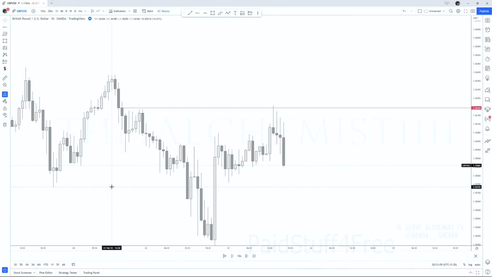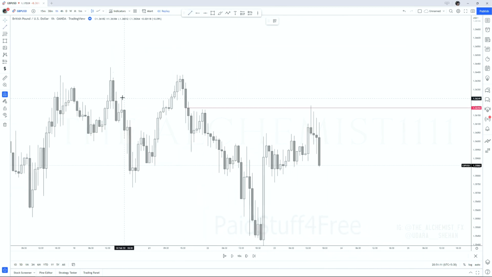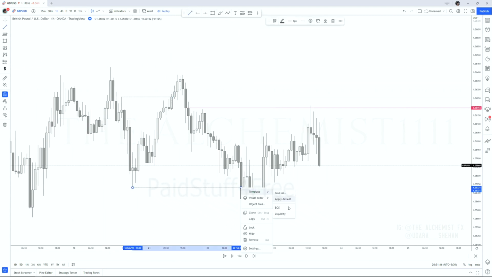A slight refinement. That's it. Okay, and also this is a strong high. Why is it a strong high? Liquidity grabbed, structure broken. Okay, so yeah, we have a strong high.